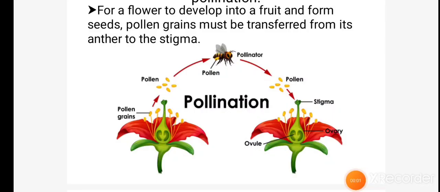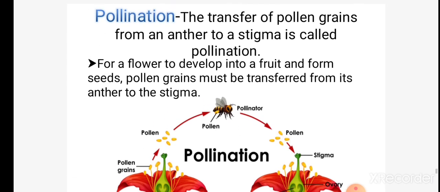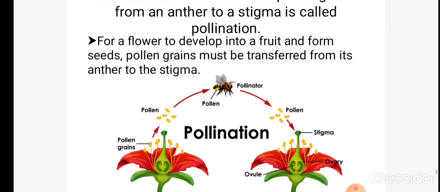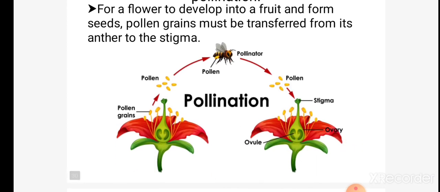For a flower to develop into a fruit and form seeds, pollen grains must be transferred from its anther to the stigma. And here in this diagram you can easily see that the pollen grains are transferred from one flower to the stigma of another flower with the help of insects. This process is known as pollination. So the transfer of pollen grains from an anther to a stigma is called pollination. Other agents which help in pollination are wind and water.